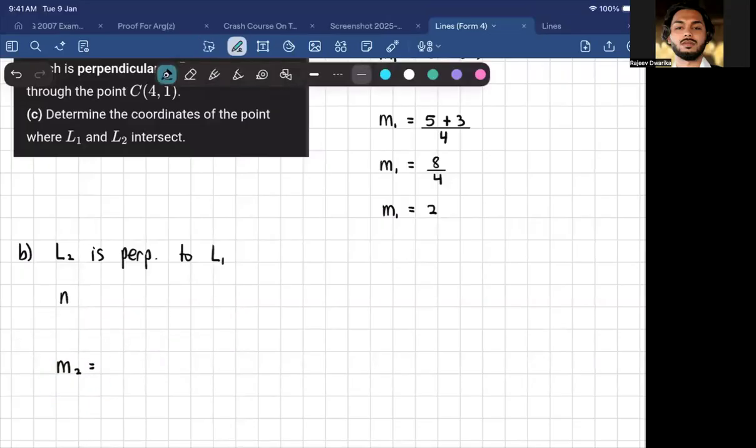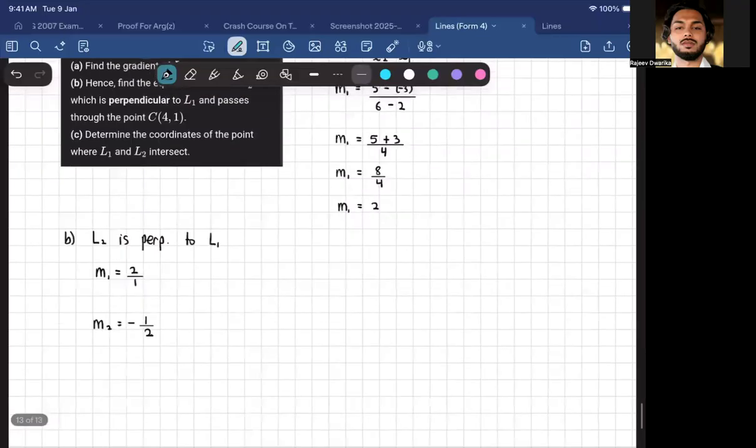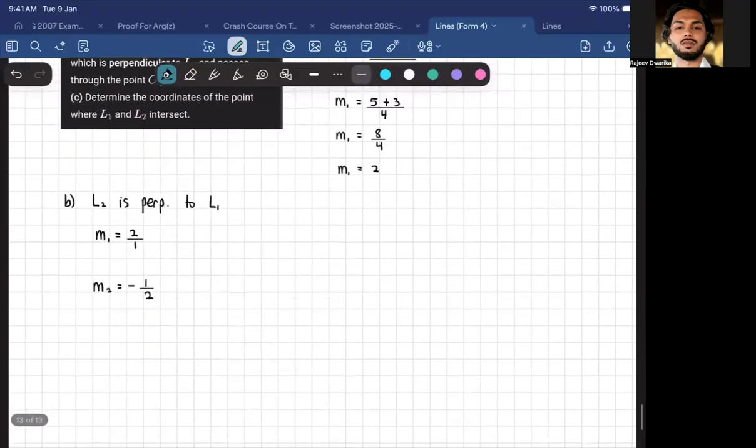Right, so the gradient of the first one is equal to 2 over 1. Joshon, if I flip that and I change the sign, what would that become? 1 over 2, sir. Change the sign. This is positive 2 over 1. Negative 1 over 2, sir. Right. So just like that, we found the gradient of the second line. All right. Okay. And they are telling us it passes through a point C (4, 1).